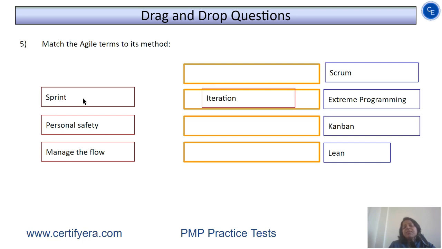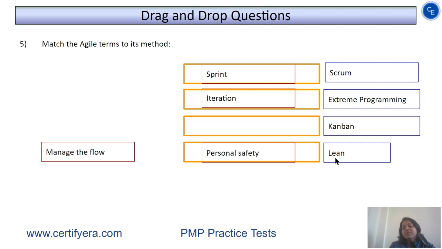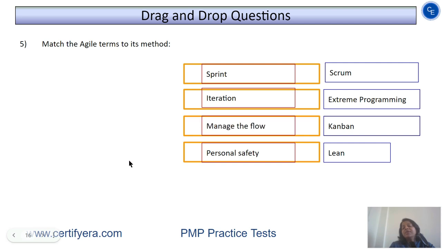Sprint is a term that is used to describe the time box in case of Scrum framework. Personal safety is one of the practices recommended to be followed as part of Lean framework. Manage the flow is one of the practices that is recommended in Kanban framework. So this is how we are going to attempt the drag and drop questions.